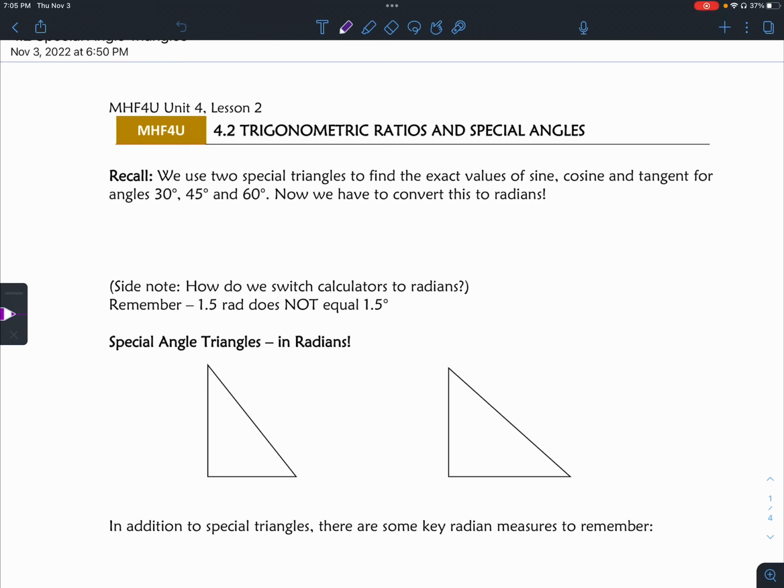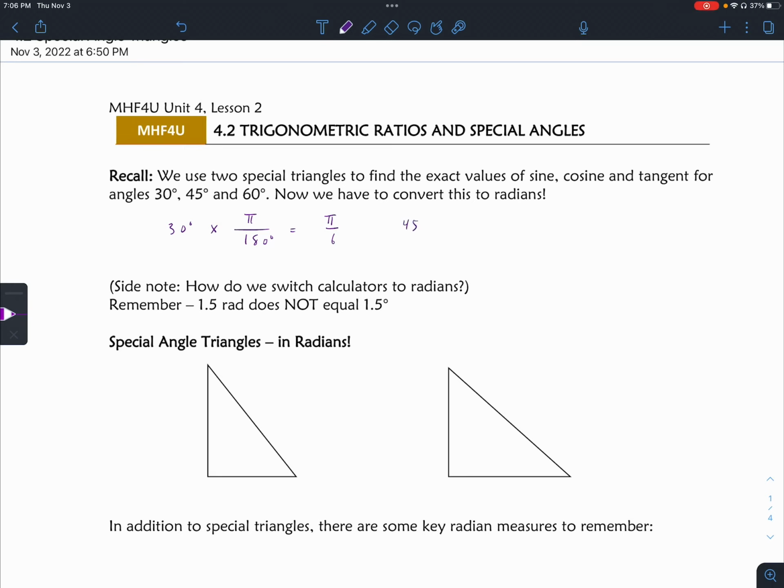Now, recall that we used two special triangles to find exact values of sine, cosine, and tangent for angles 30 degrees, 45 degrees, and 60 degrees. So now what we have to do is convert these to radians. We have been converting to radians already. So 30 degrees, in order for us to convert it to radians, we would multiply it by pi over 180 degrees. And what that's going to reduce to is pi over 6.